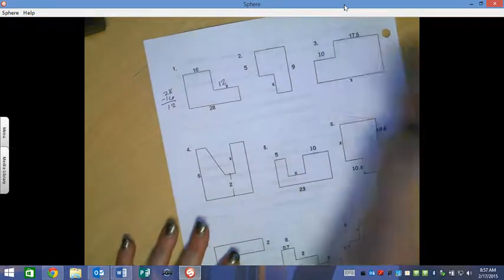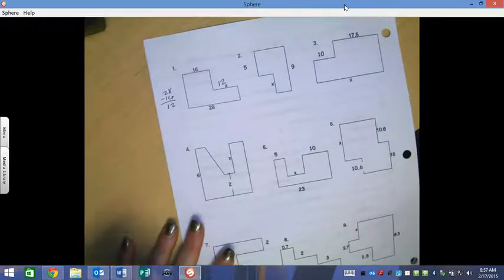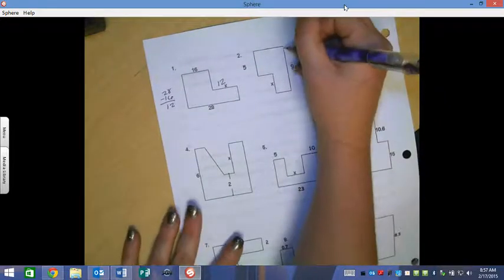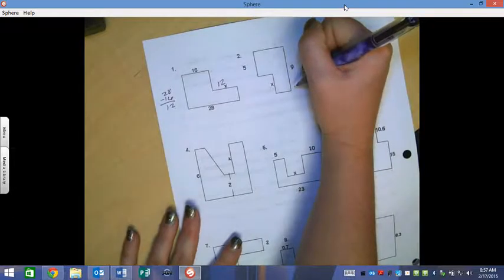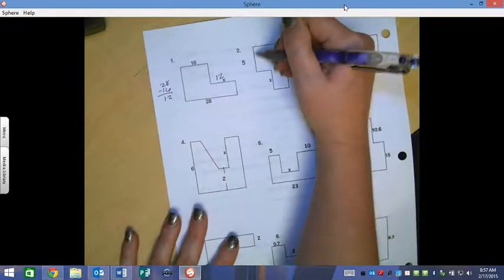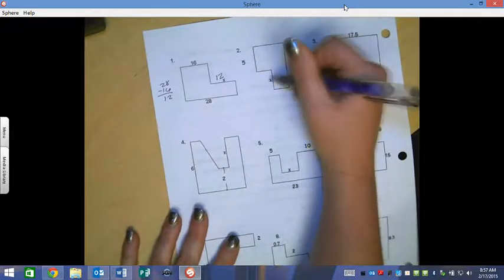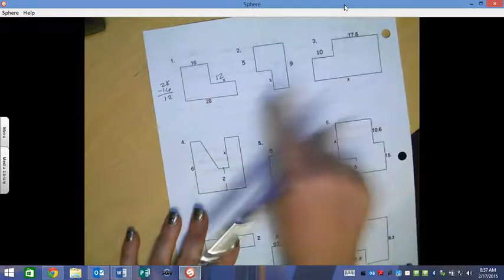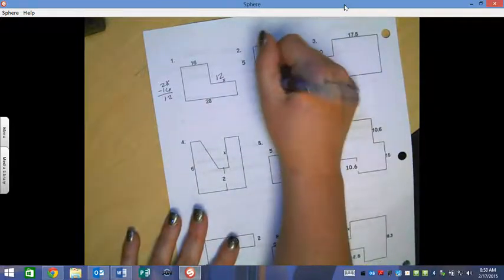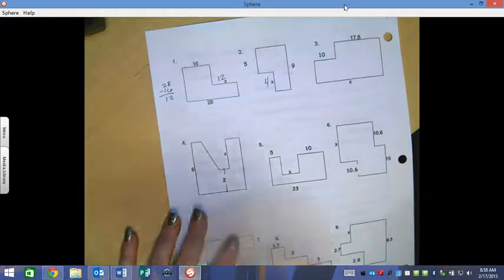I look at number 2. Most of you guys could probably do number 2 in your head. If the whole length on this right side is 9, part of the length on the left side is 5, what does this piece have to be in order to make these even? It has to be 4. Okay, so all you have to do is find the missing piece.